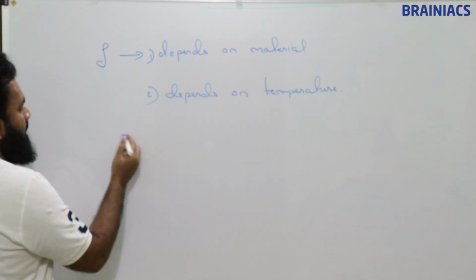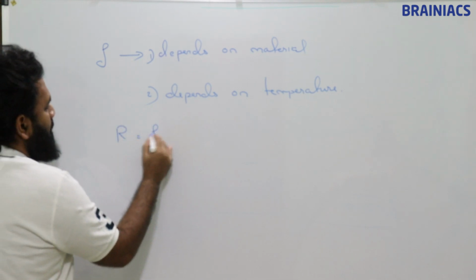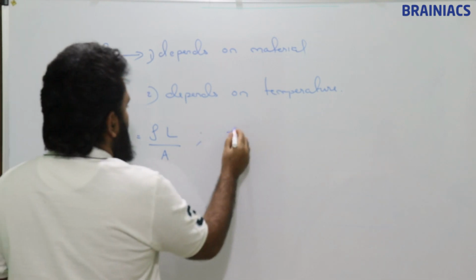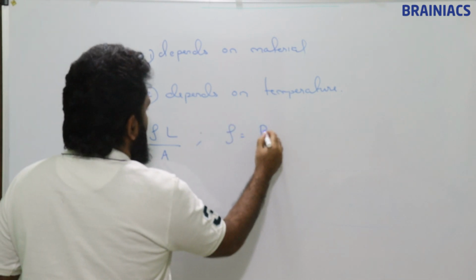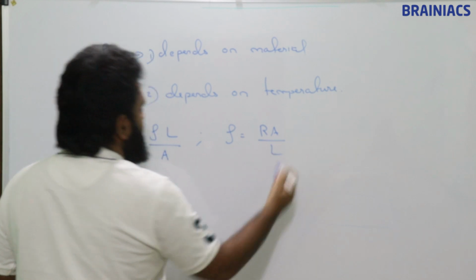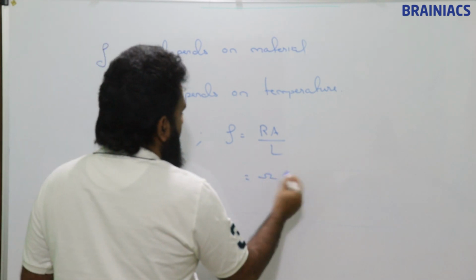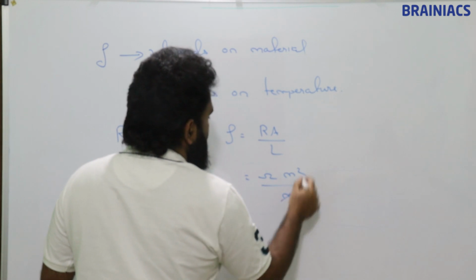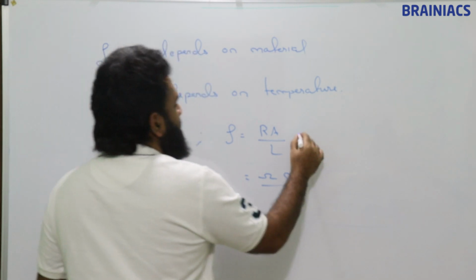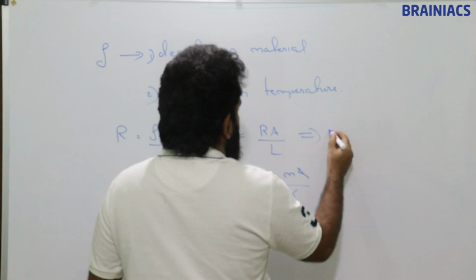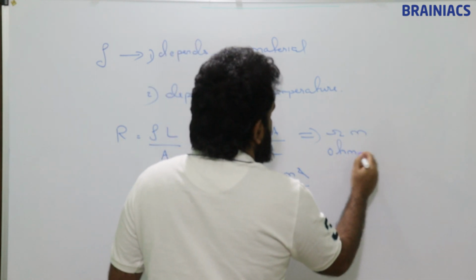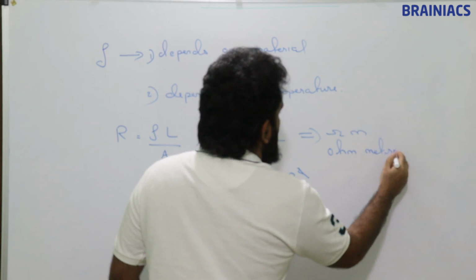then R is equal to rho L by A. So rho is equal to RA by L. So unit is nothing but ohm meter square by meter. So this meter will be cancelled out. So unit of resistivity is ohm meter.